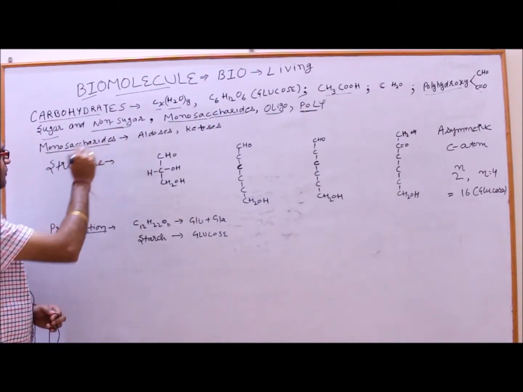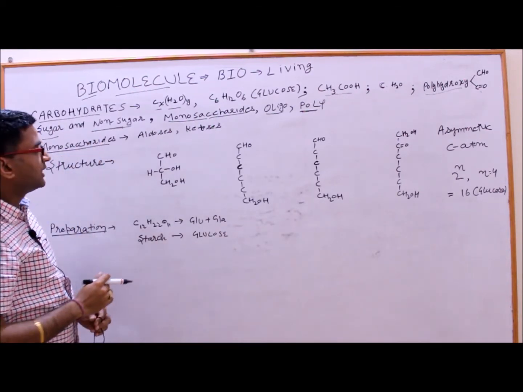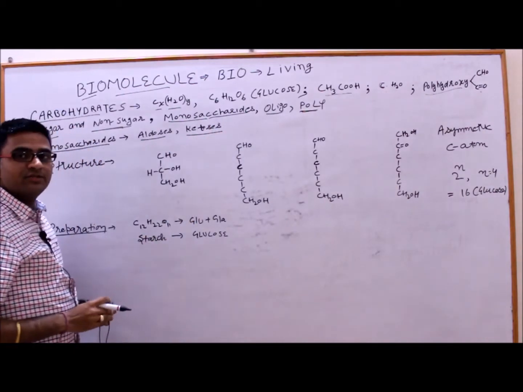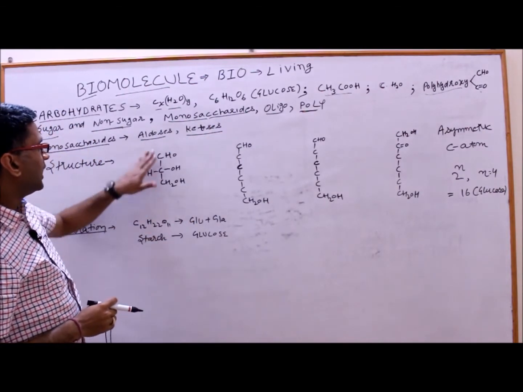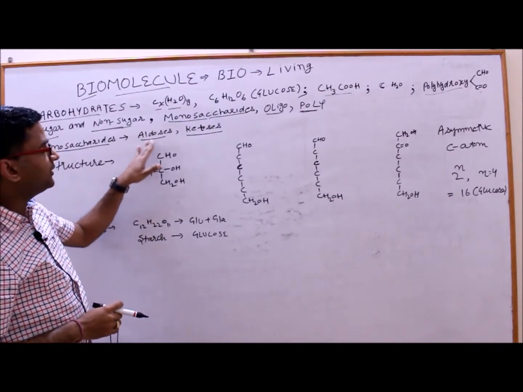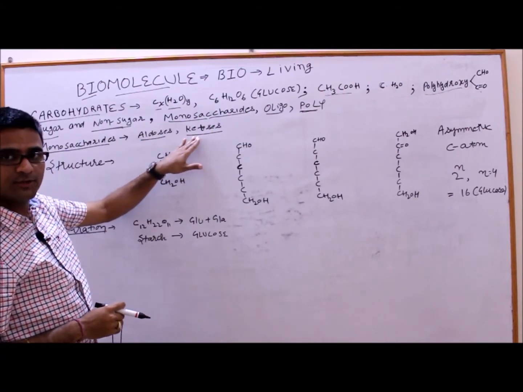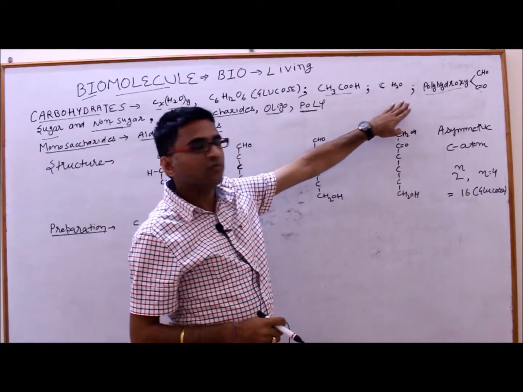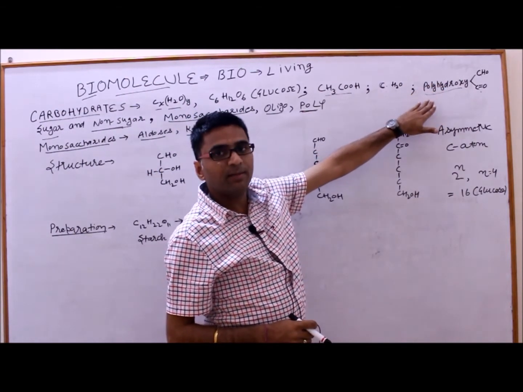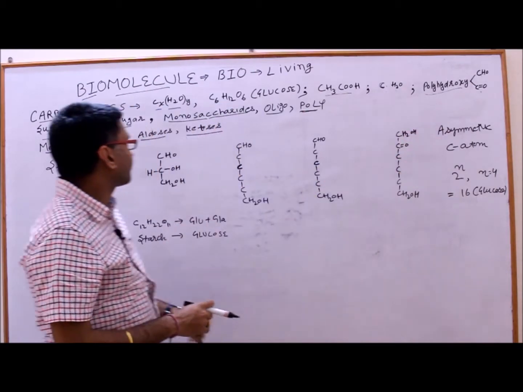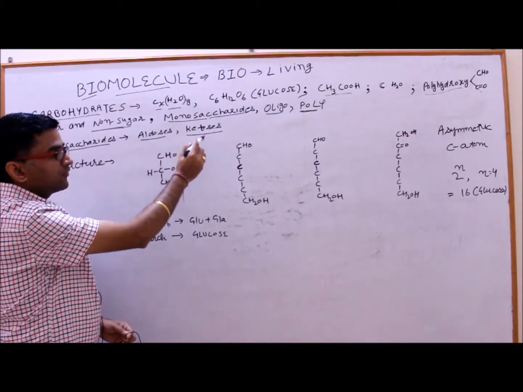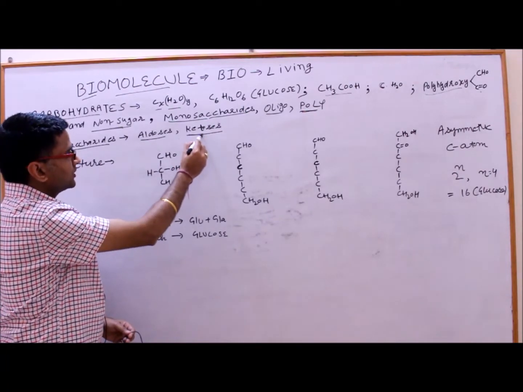Further, if we study more about monosaccharides, then we have aldoses and ketoses based on their functional group. Aldoses means it has an aldehyde and ketoses means it has a keto group, which we have already defined in our earlier definition of polyhydroxy aldehyde and polyhydroxy ketone. So if an aldehyde group is present, aldoses; if a ketone group is present, ketoses.